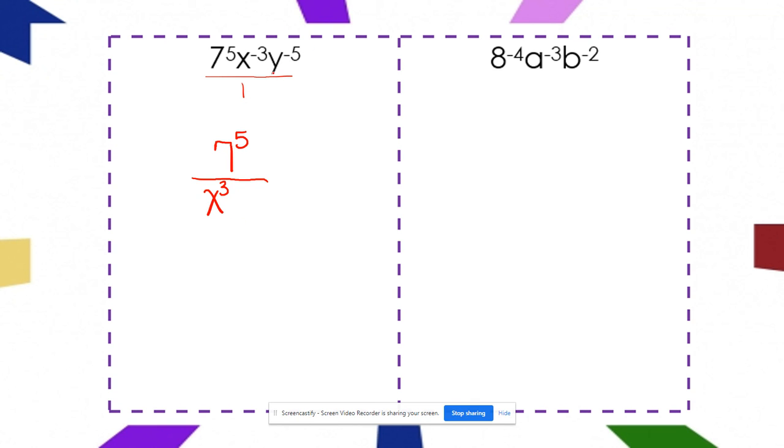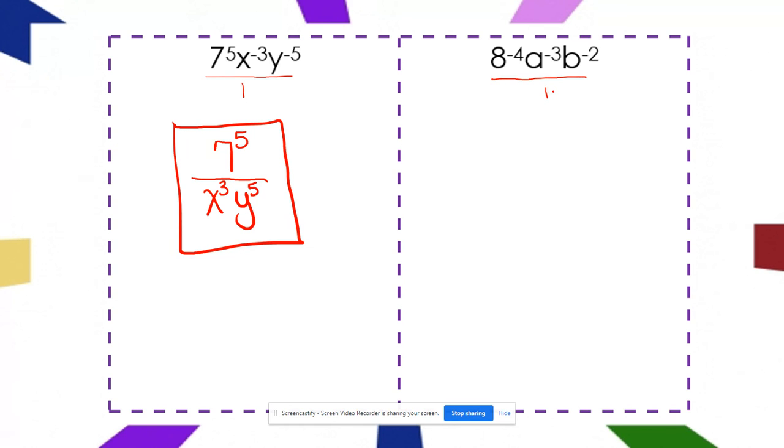I'm going to do the same thing with my y because I noticed that my y has a negative exponent of 5. So to get rid of the negative exponent, I'm going to flip it down to the denominator. And as soon as it flips down to the denominator, the exponent becomes positive. So my simplified solution is 7 to the fifth over x to the third, y to the fifth. And my last problem says 8 to the negative fourth, a to the negative third, b to the negative second. Again, all of this is over 1, even though we don't see it. Well, my 8 has a negative exponent of 4, which means I need to move it down to the denominator to get rid of it.